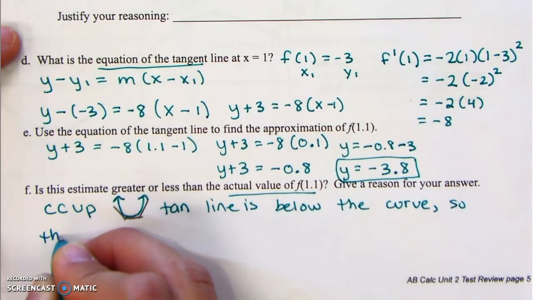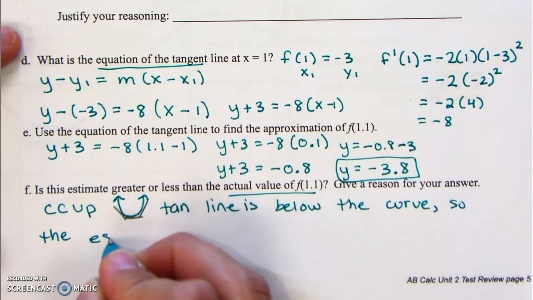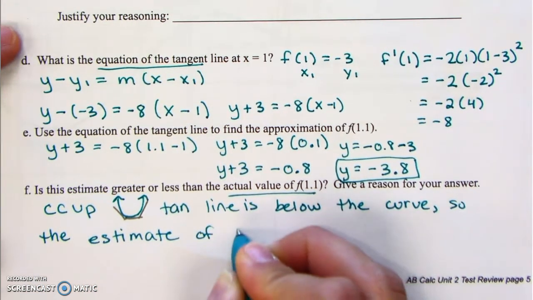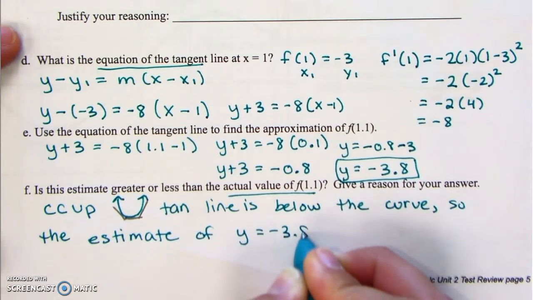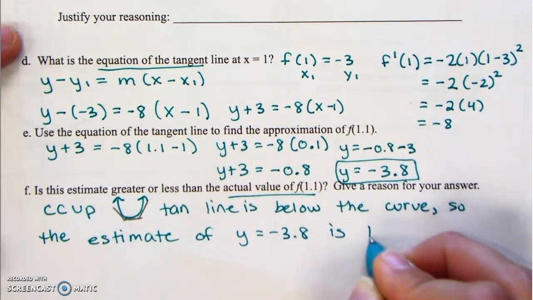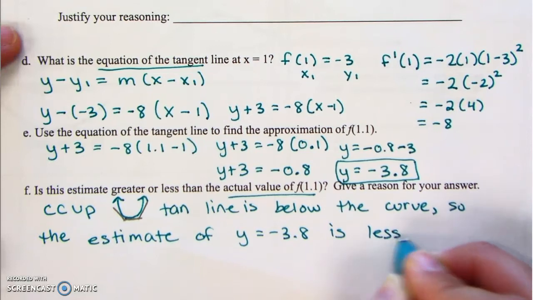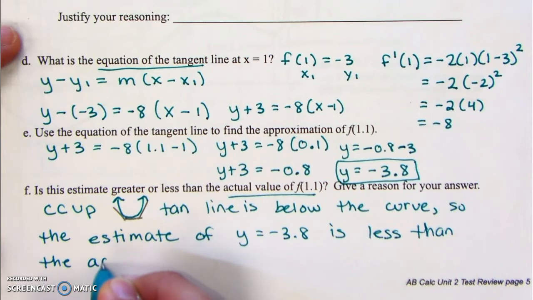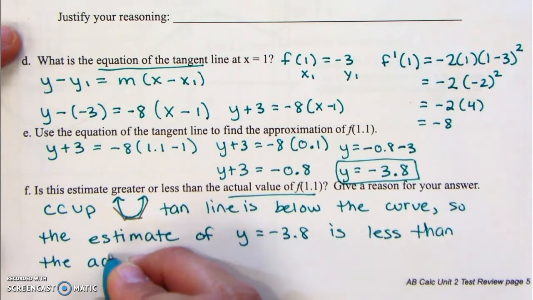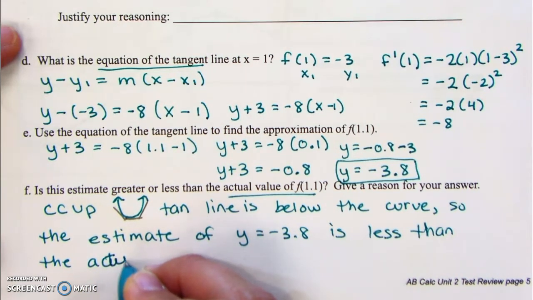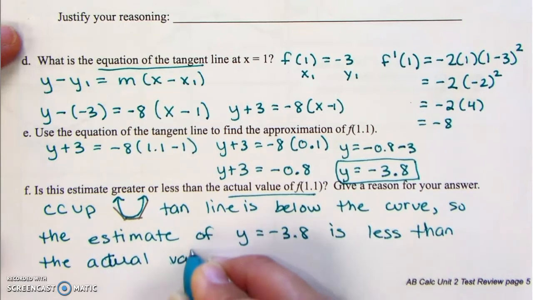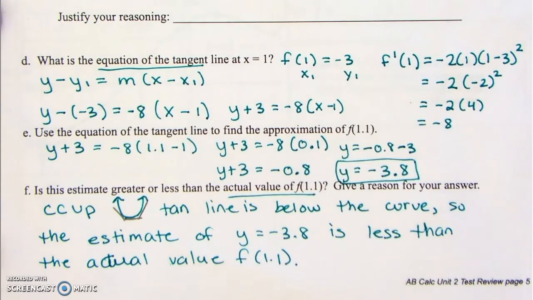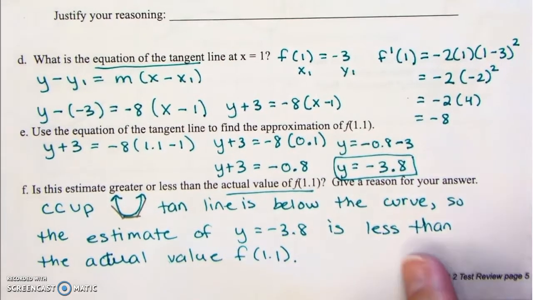So the estimate of y equals negative 3.8 is less than the actual, I need a T in here, right? Actual value f of 1.1. All right, cool. Let's do the next one.